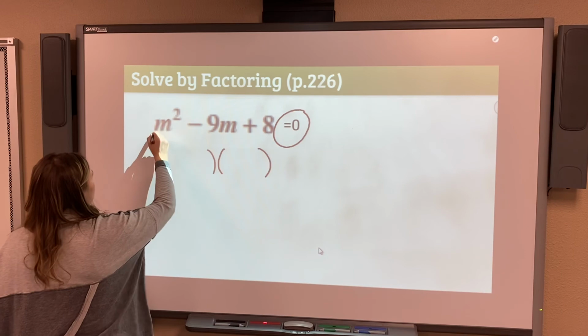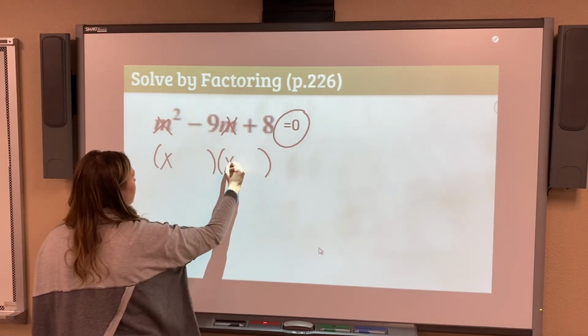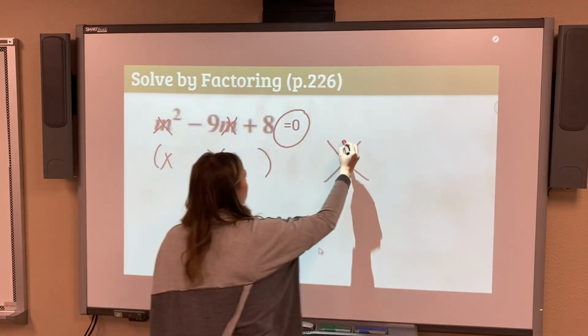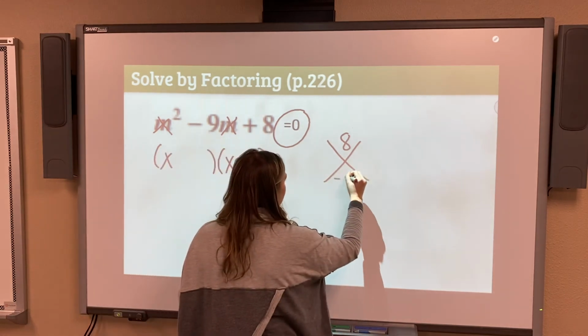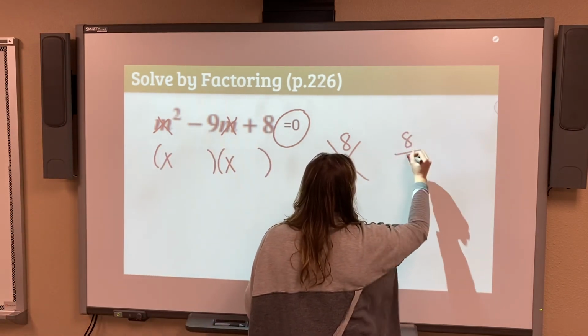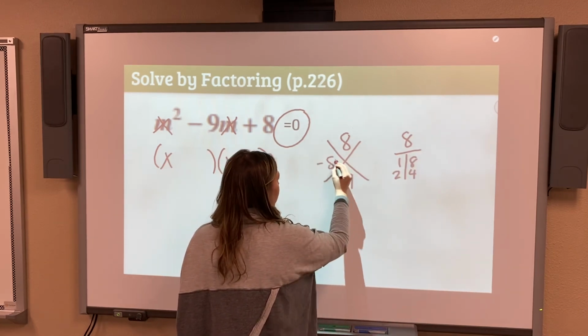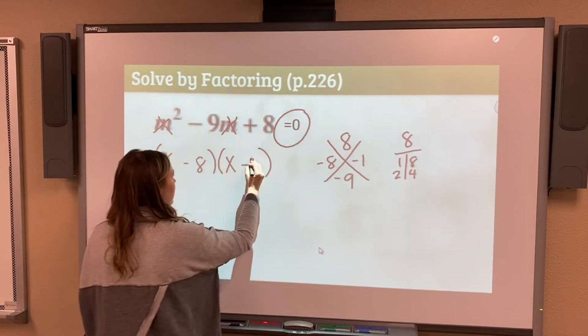I'm going to change that m to an x value since we're graphing. So it would be x times x. Since the last term is positive, we're looking for numbers that multiply to get positive 8 but add to get negative 9. For 8, we have 1 and 8, 2 and 4. The only way to get a negative 9 would be negative 8 and negative 1. So I'm going to take those factors and put them right here.